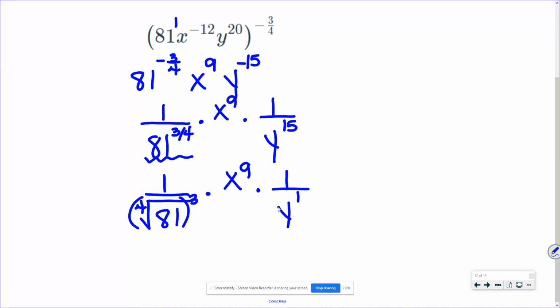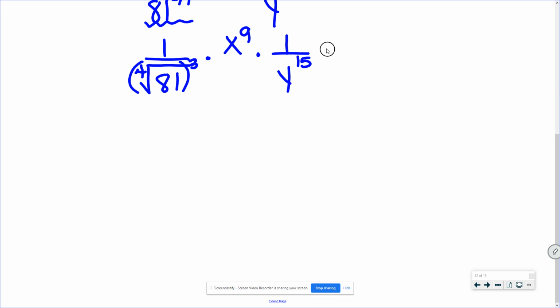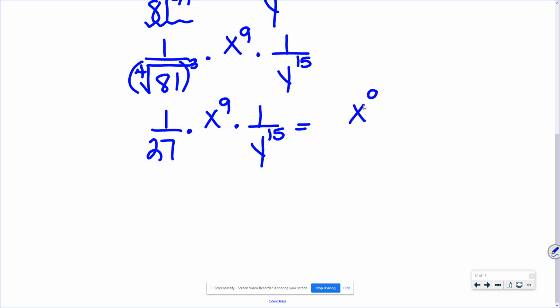I'm pretty sure that most of these do the same. They all come out even, similar to this. So the 4th root of 81 would be like doing the square root twice. The square root of 81 is 9, and the square root of 9 is 3. So this would be the same as 1 over 3 to the 3rd. And 3 to the 3rd is 3 times 3 is 9, times 3 is 27. So this would be 1 over 27. I'm going to get all my fractions back here, and then I'm just going to do top times top, bottom times bottom. So our answer would be x to the 9th over 27y to the 15th.